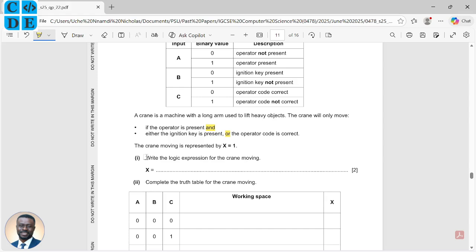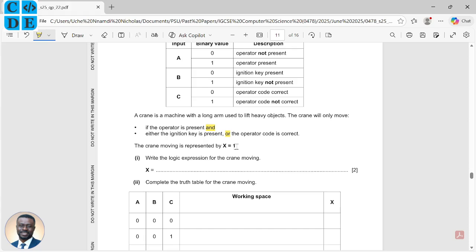Very important. Now the crane moving is represented by S equals 1. So for this crane to move, S has to be equal to 1. Now write the logic expression for the crane moving. So write an expression that would result in the crane being 1.